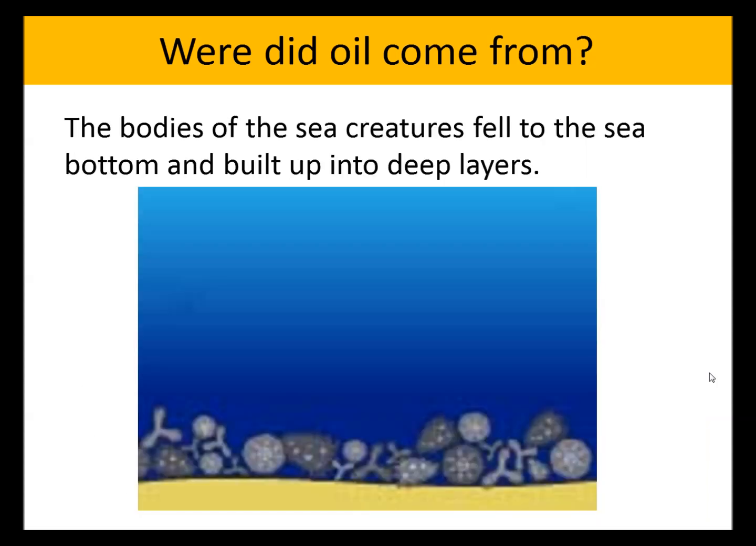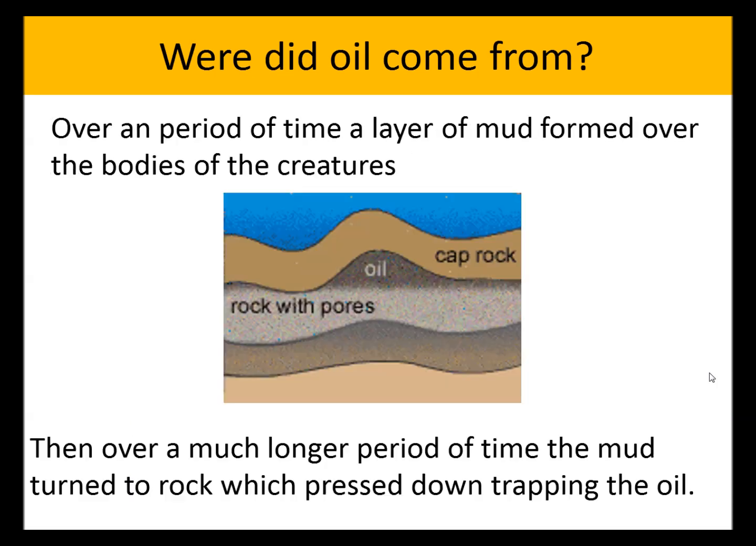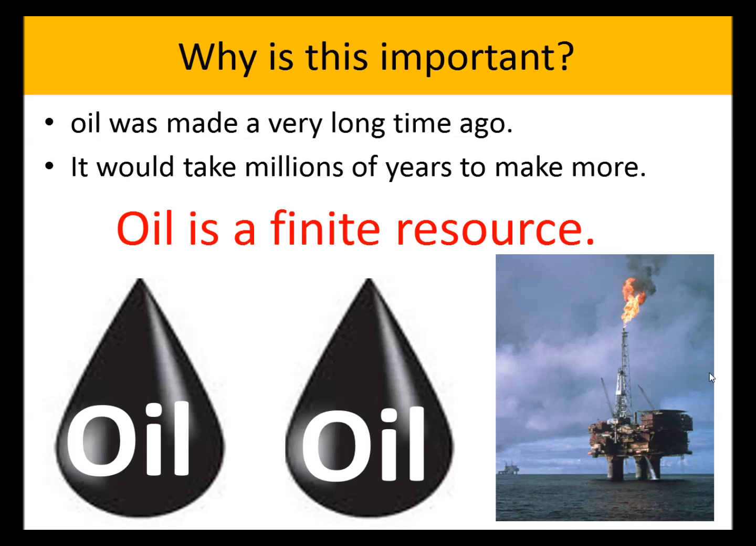As the bodies of the sea creatures fell to the bottom, they built up into deep layers. Over a period of time, mud or soil formed on top of the bodies of creatures, and then over a period of geological time the mud turned to rock, which pressed down, trapping this and turning it into oil. So why is this important? Oil was made a very long time ago and it would take millions and millions of years to make more. So oil is a finite resource.